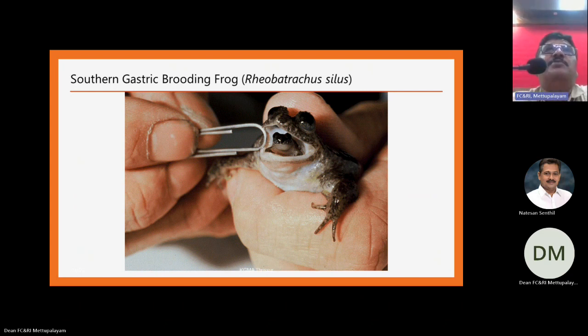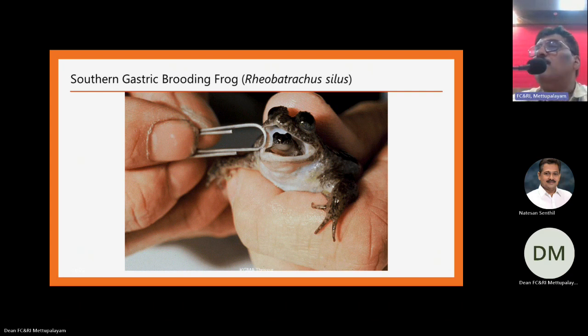This is the southern gastric brooding frog, Rheobatrachus species. We had 3 species. They were discovered from the Australian continent. And quite interestingly, you can see a small tadpole in the mouth of the mother frog. What this frog does is quite interesting. The fertilized egg is swallowed by the frog. So it goes into the stomach.